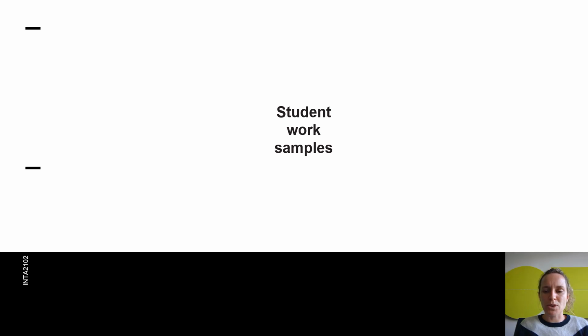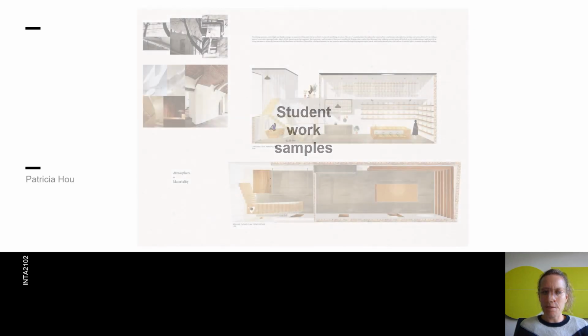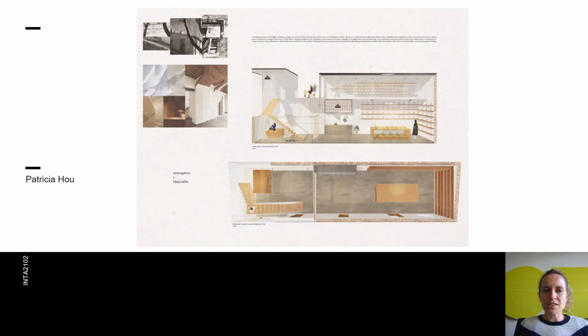So now some student work samples from last year. So this was Patricia Hu from last year. Patricia really clearly described a very simple space. So she has the grocer on one side, the apartment on the other, and a very seamless boundary between the two, connected by an upper courtyard. This simple space she really started to layer with materiality, and again very pared back materiality.